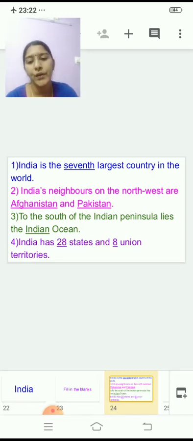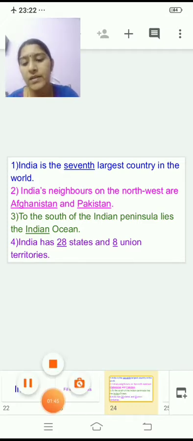Third one, to the south of Indian peninsula lies the dash Ocean. So, south of the Indian peninsula, we have the Indian Ocean. The next question, how many states are there? India has 28 states and 8 union territories.